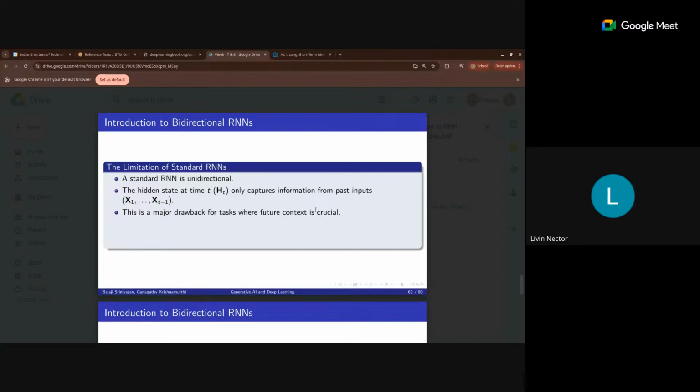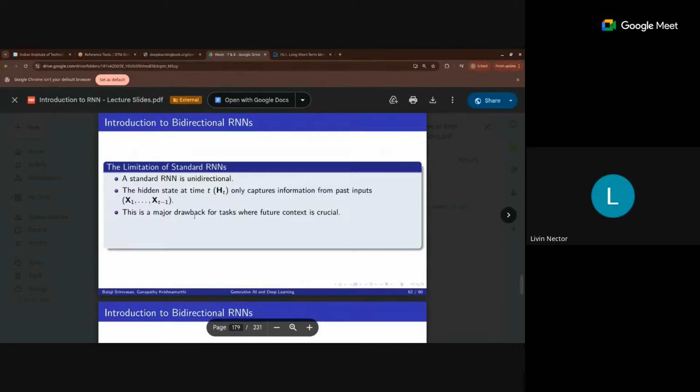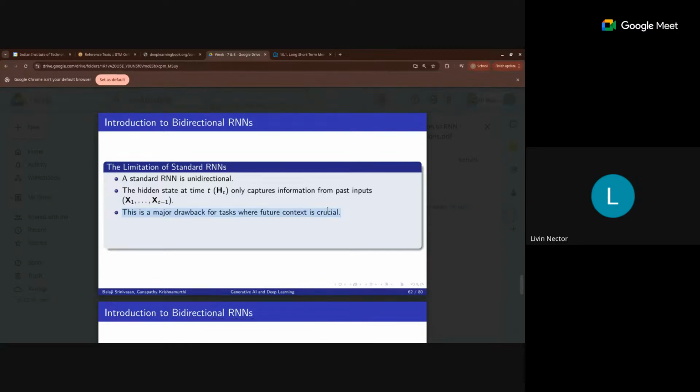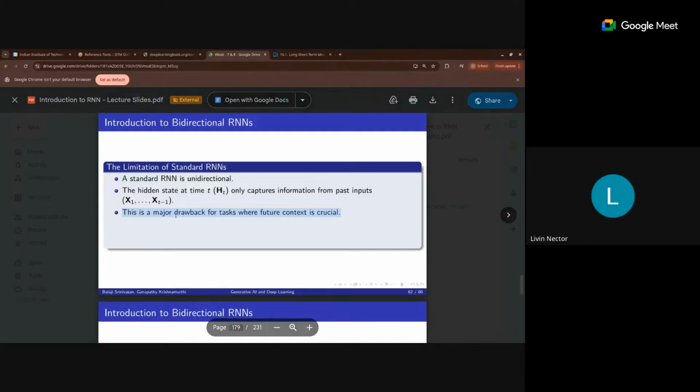You cannot use bidirectional RNN in a time series based thing, because in a time series prediction, usually the current value will depend only on the past. You don't have the future to predict the future. But in sentences, you have the whole sentence available. These bidirectional RNNs are used mostly in the machine translation task. Machine translation is where the English sentence is converted into a French sentence, right?